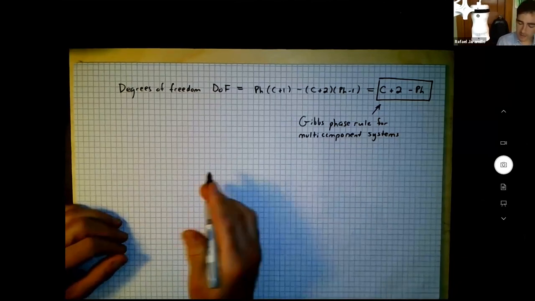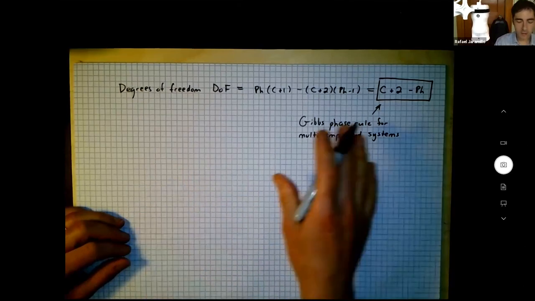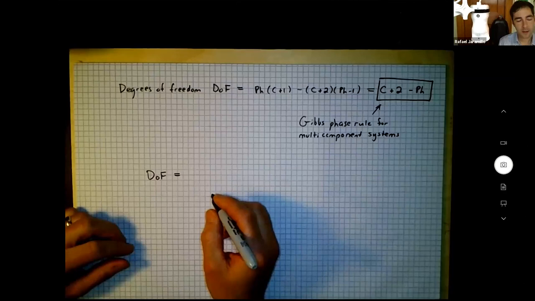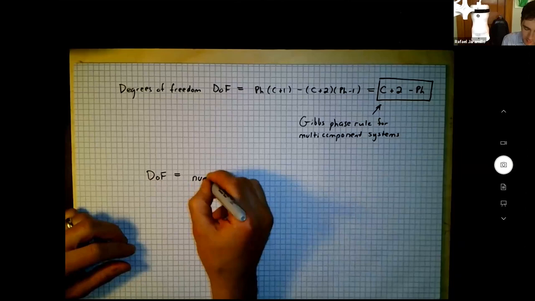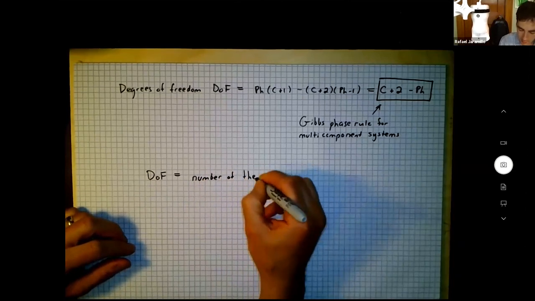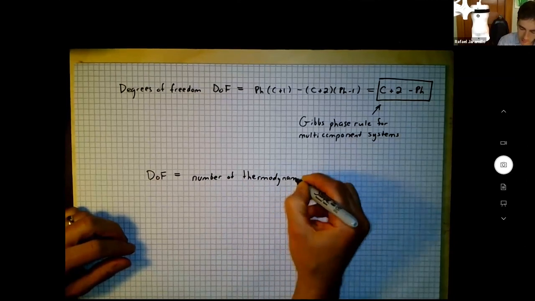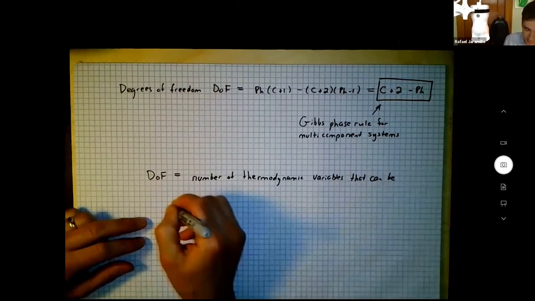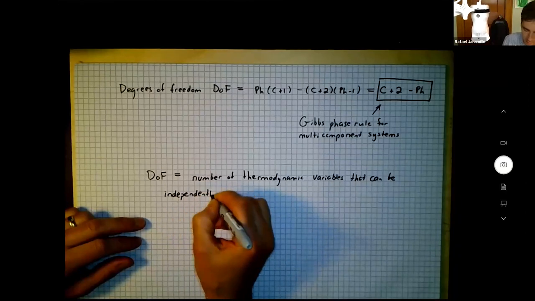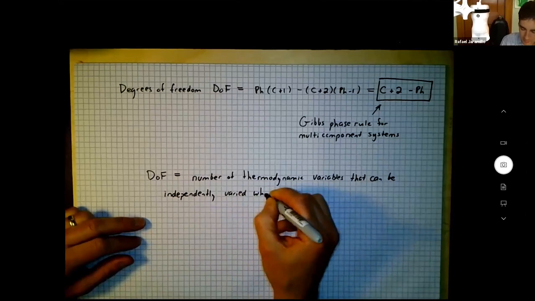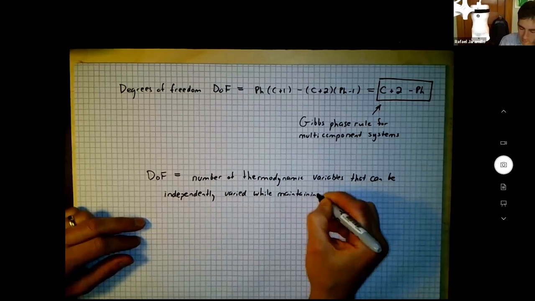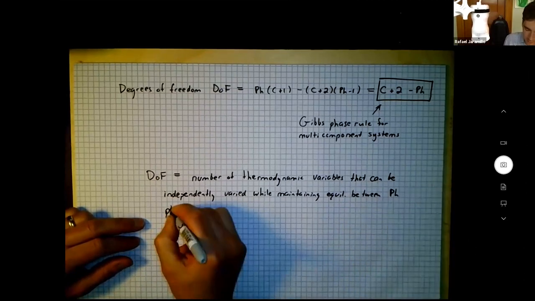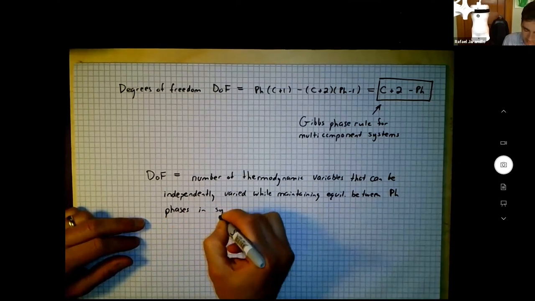And what is that in words? Somebody, what are we doing here? What does that tell us in words? What does that mean? Degree of freedom is the number of thermodynamic variables that can be independently varied while maintaining equilibrium between phases in a system of C components.